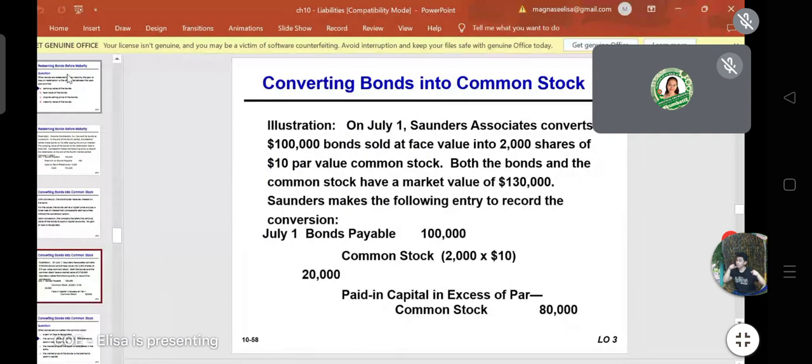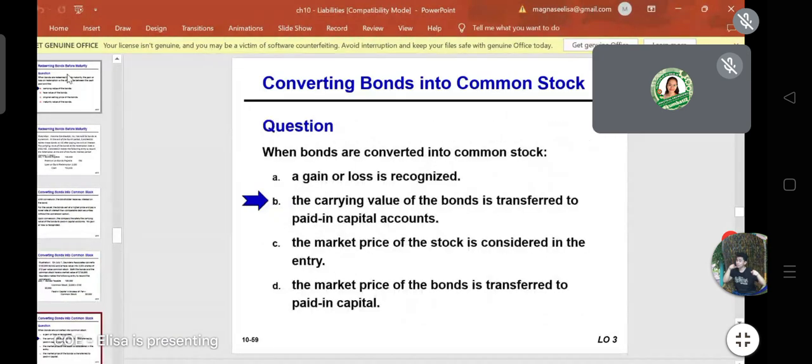We will discuss this term, paid in capital in excess of par, when we take up corporation. So I will not discuss it in detail, because we will take it up later.